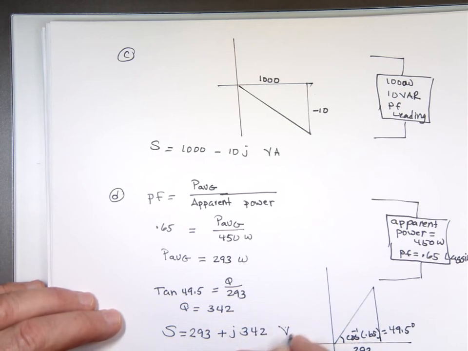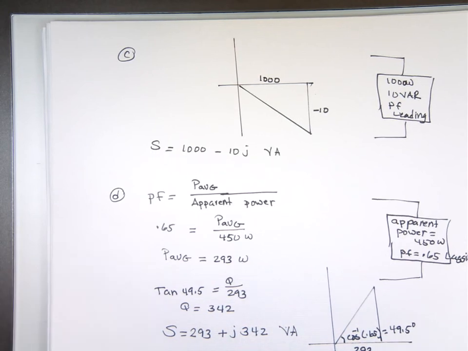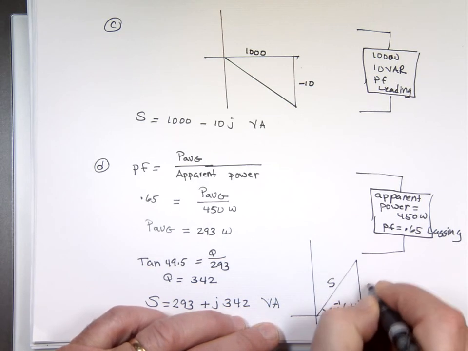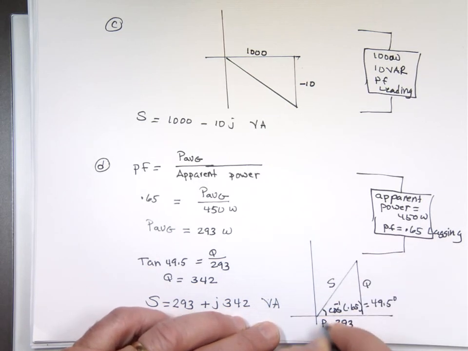So by knowing the power factor and the apparent power, we manage to get the average power. And once you have the average power and the angle, you know the complex power. That's your S right here. That's your Q. That's your P. Average power, reactive power, complex power.